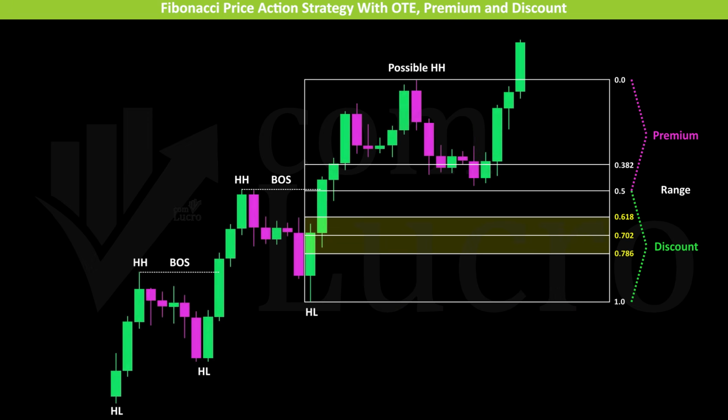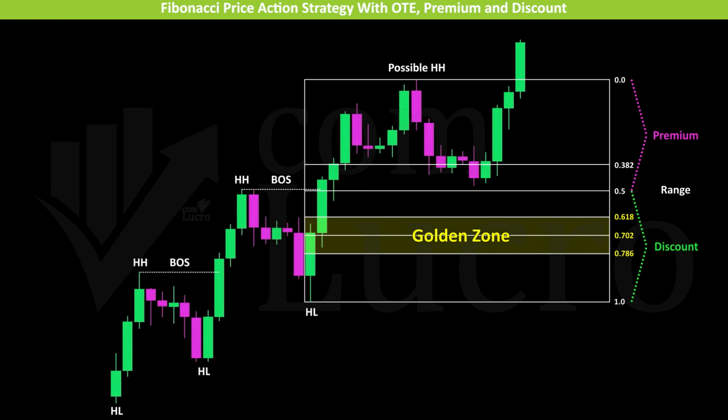This 0.5 level also marks an important smart money concept's boundary. Everything above it is the premium half of the range, and everything below it is the discount half, an idea we'll explore in depth in just a moment. Now, let's move into the deeper retracement levels.